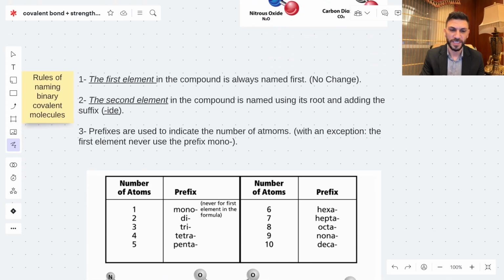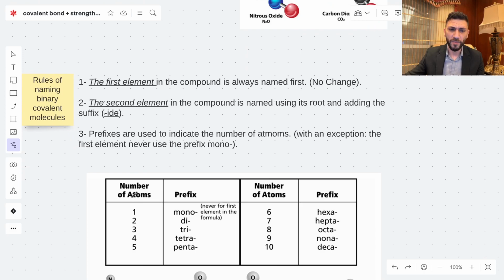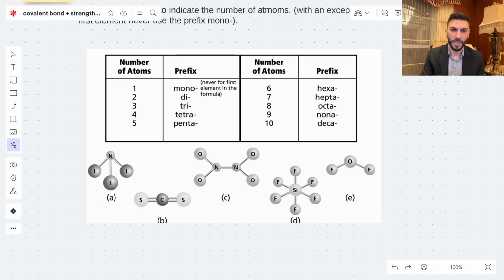All right, let's check this table now. When we have only one atom, we give it the prefix mono. Two atoms, di. Three, tri. Four, tetra. Five, penta. Six is hexa. Seven, hepta. Eight, octa. Nine, nona. And ten is deca. It's very, very important to memorize these prefixes in order to name any binary covalent molecule.